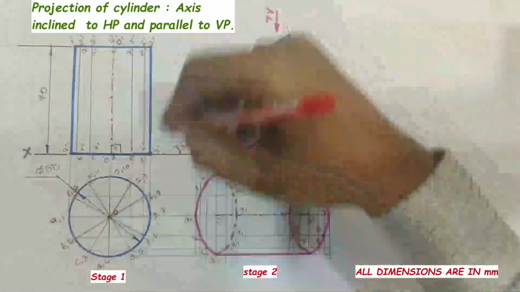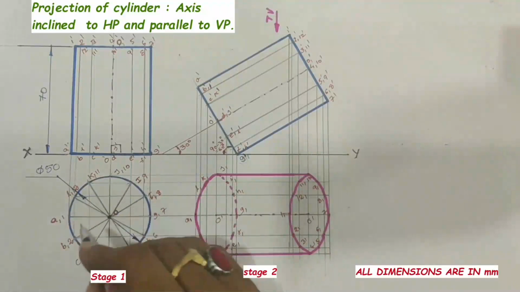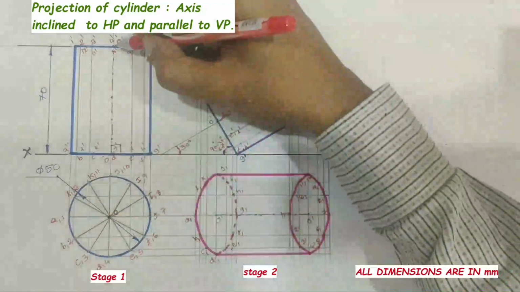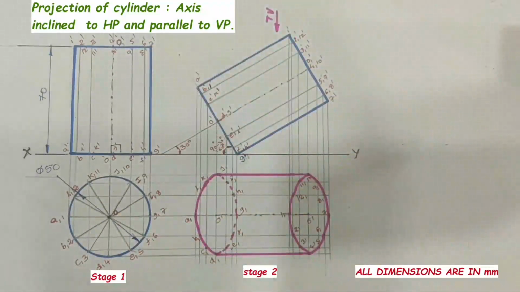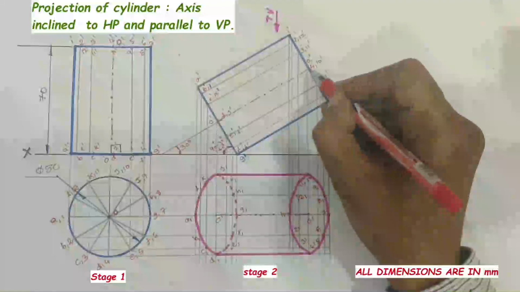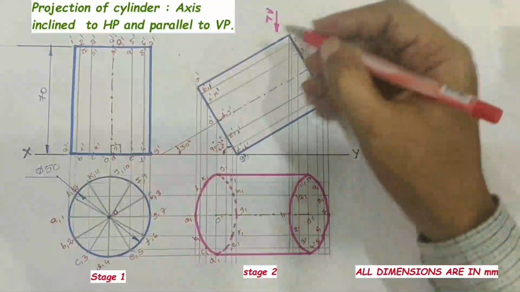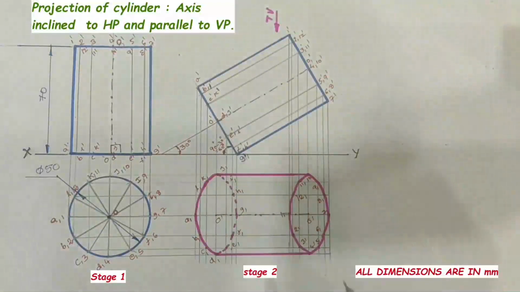Now we'll see the overall summary of the solution. This is first stage solution. In this stage, we assumed the cylinder is resting on its base on HP and axis parallel to VP. In the second stage, we tilted the cylinder such that it is resting on its base point G on HP and axis is making an angle of 30 degrees to the HP. With that, we got the final top view image like this. That's about the solution for the given problem.